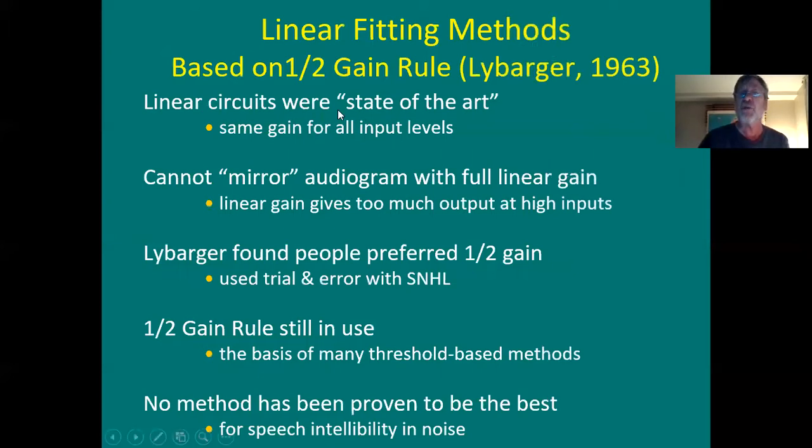Linear hearing aids were the state of the art. They gave the same gain for all inputs. You can't mirror the audiogram with full linear gain because you'll get too much output at high inputs. He found people preferred half gain. He used trial and error with sensory neural loss. And the half gain rule is still in use. It's the spinal cord of today's fitting methods.